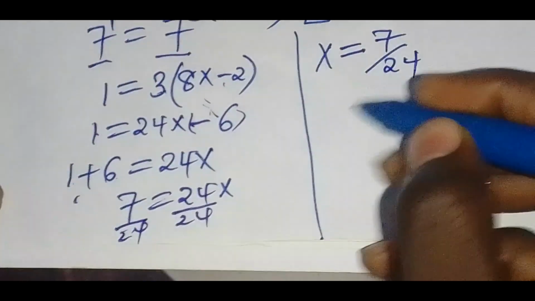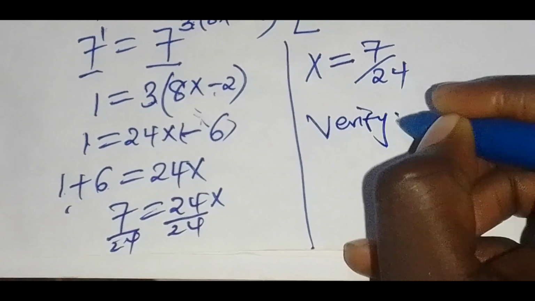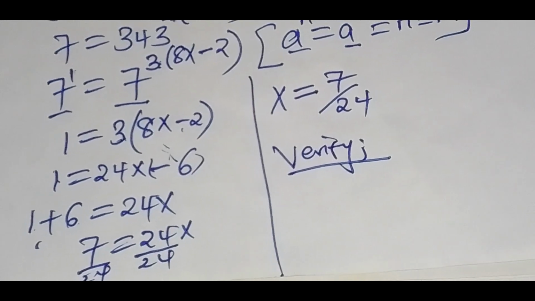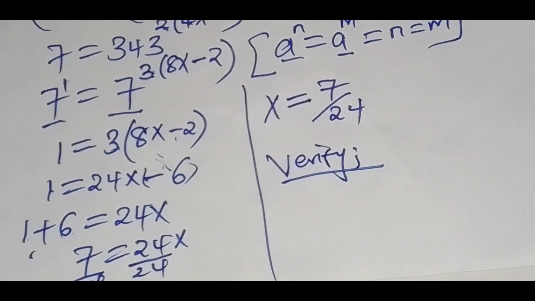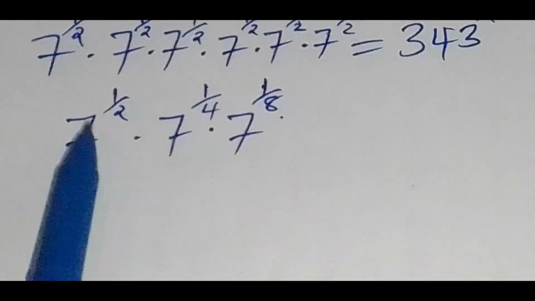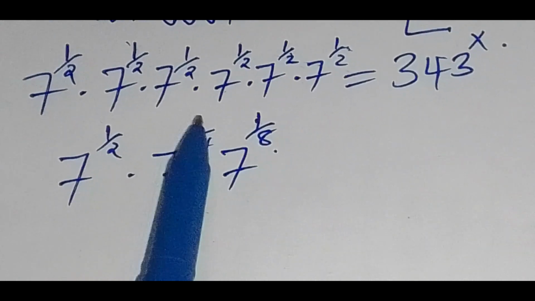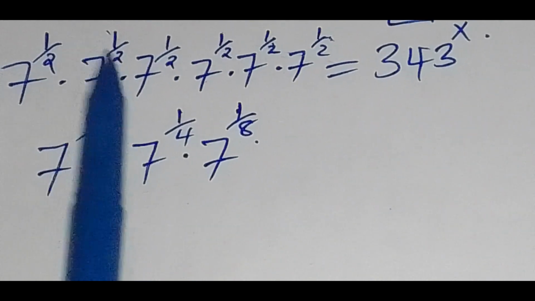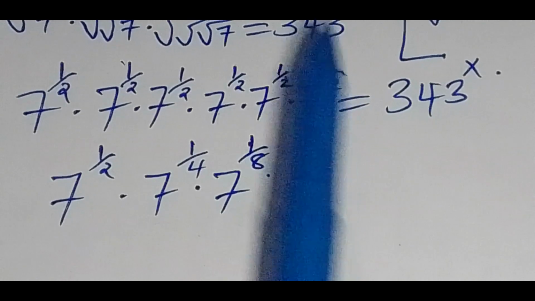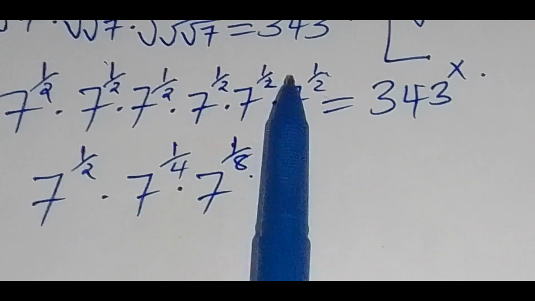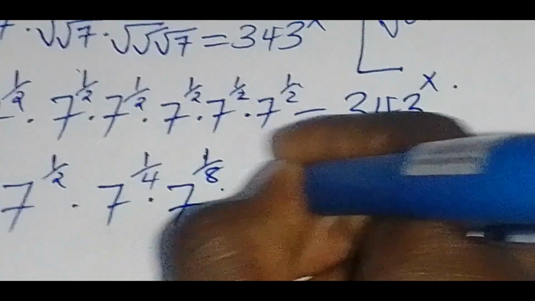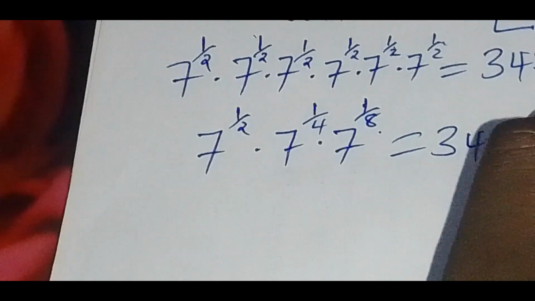Okay, so we need to verify if this value of x actually gives us the correct answer. So let's proceed and verify. So we have 7 raised to power half multiplying by 7 raised to power 1 over 4. Remember, this is a half times a half, which is 1 over 4. And then multiplying by 7 raised to power 1 over 8. This is a half times a half times a half, which is equal to 1 over 8. Again, this is supposed to give us 343 raised to power x.